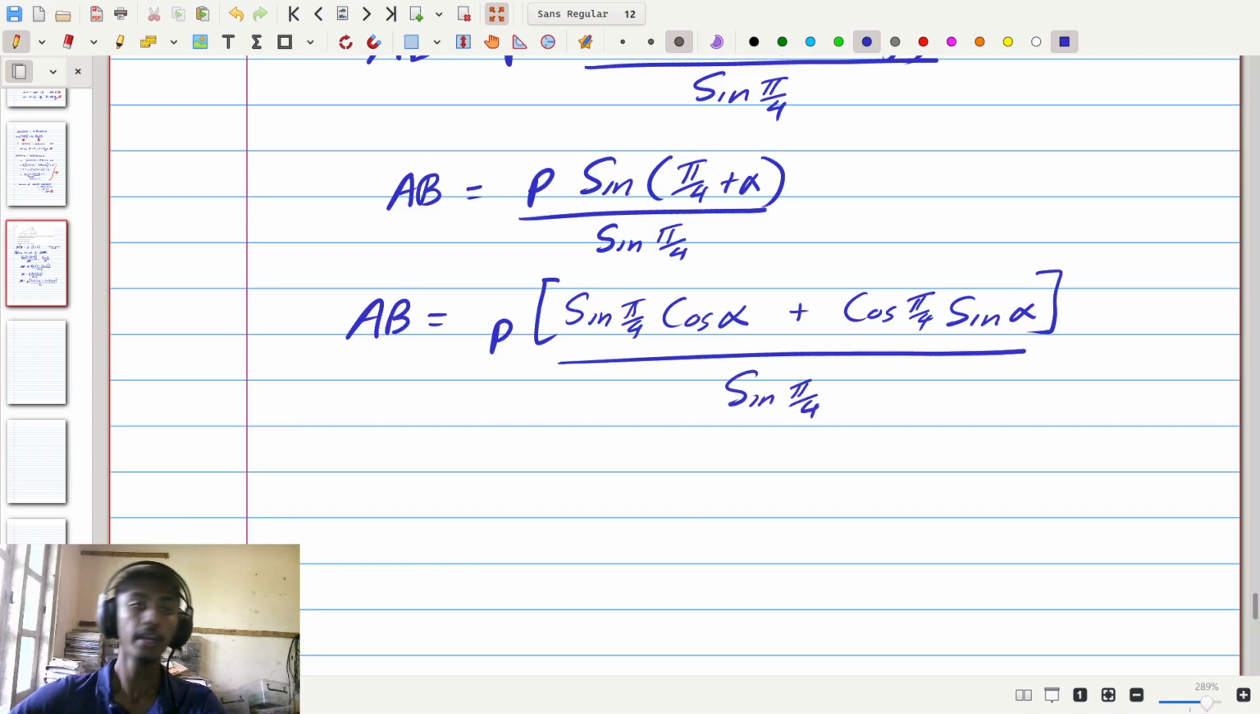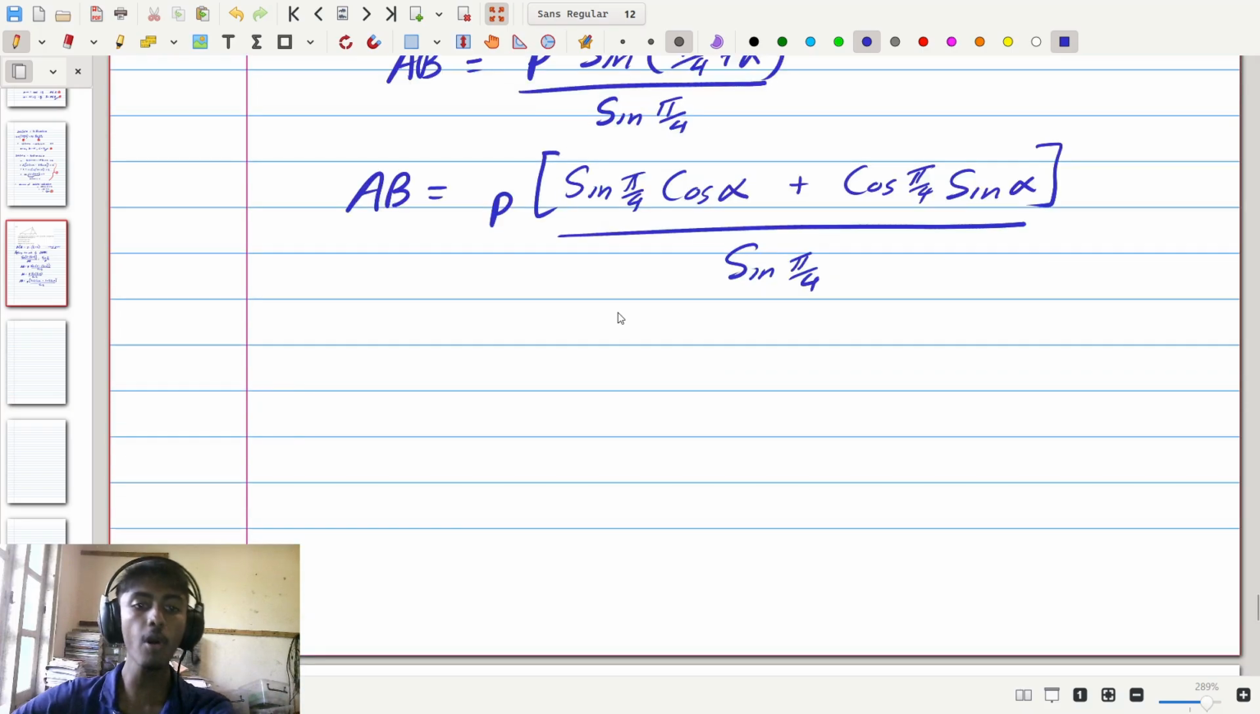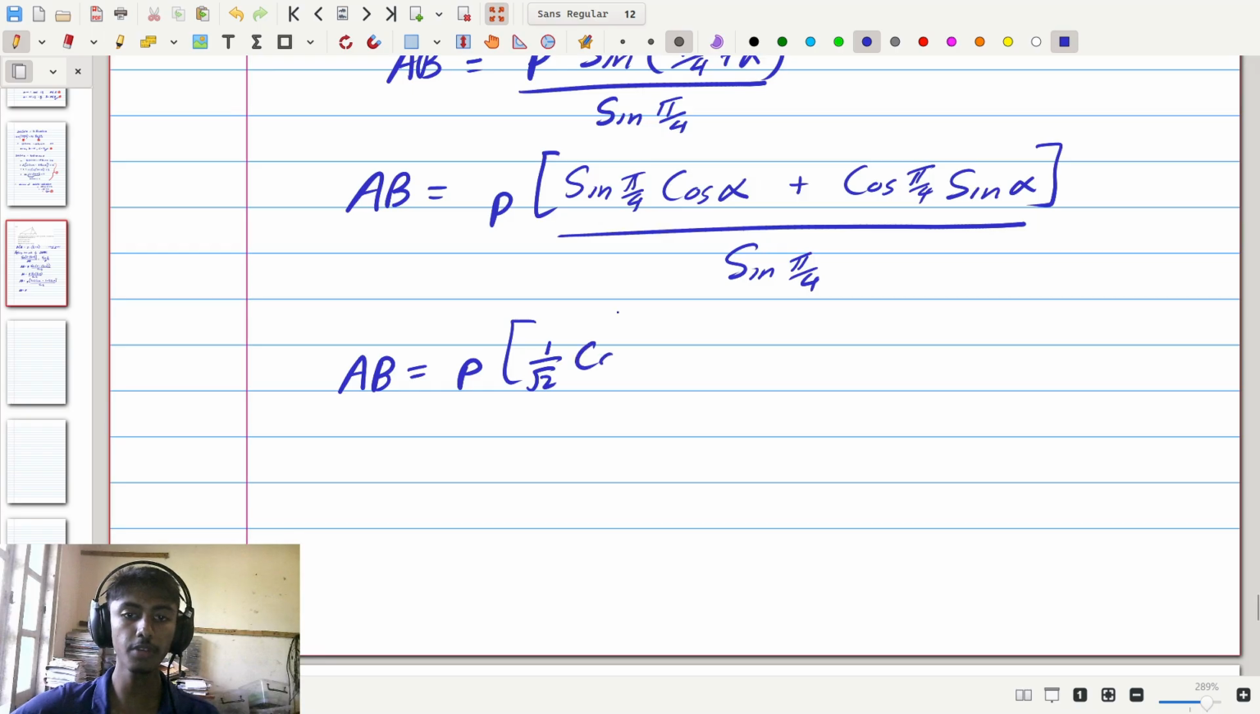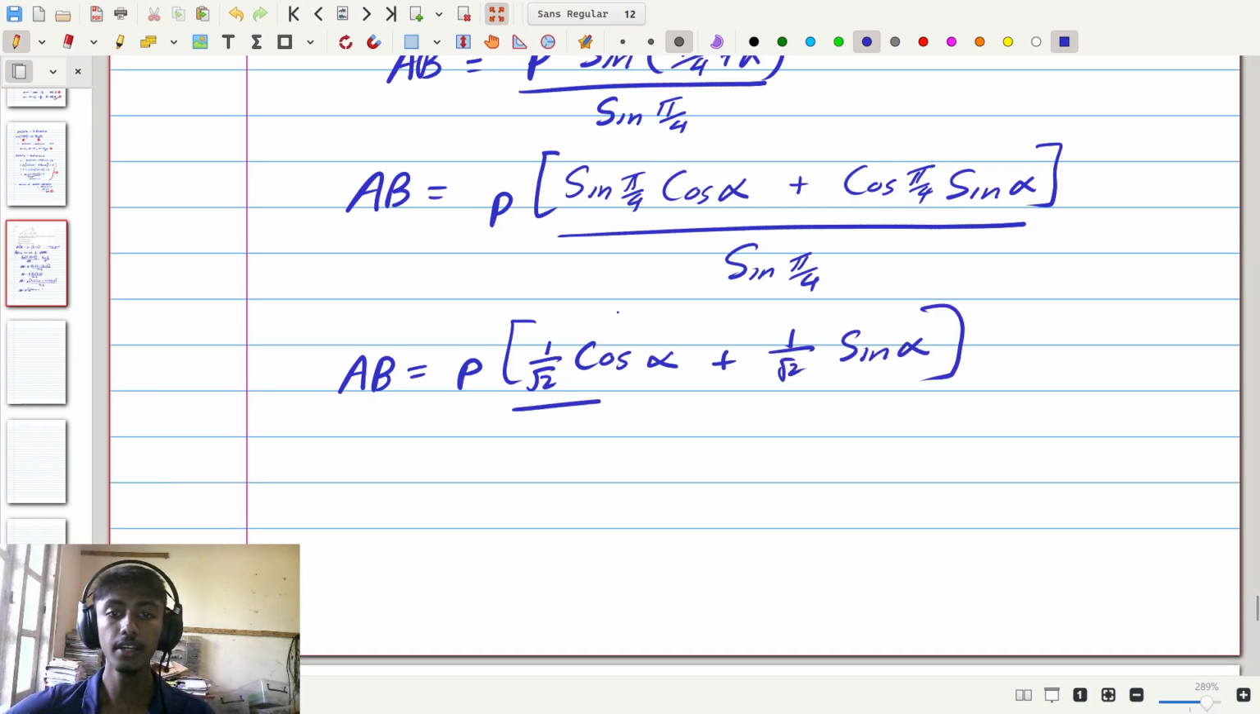Now as we know, the sine and cosine of pi by 4 are both equal to 1 over root 2. That is the reason that the tan of pi by 4 is equal to 1. So according to that, if we substitute here, we can see we're going to get AB equal P times 1 over root 2 times cosine of alpha plus, and cosine of pi by 4 is also equal to 1 over root 2, so we get 1 over root 2 times sine of alpha divided by 1 over root 2.